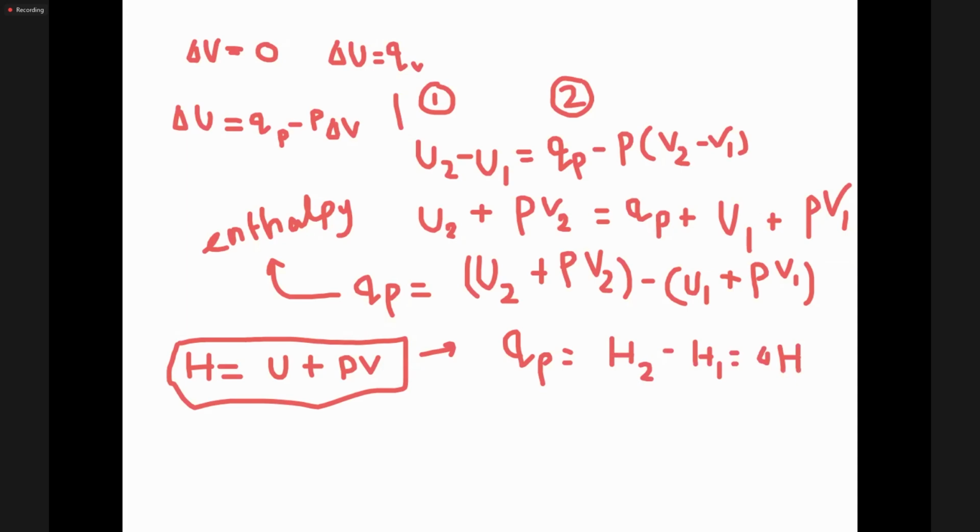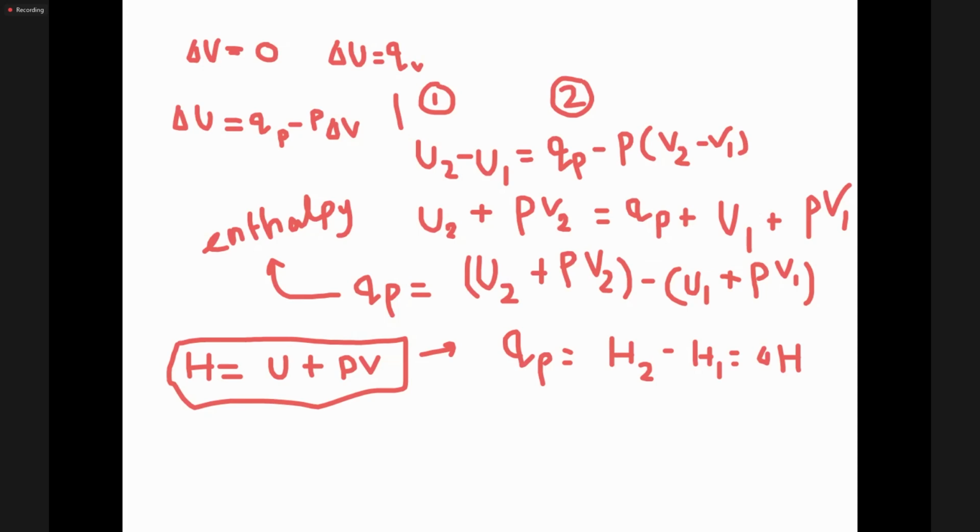Now Q is a path dependent function. As we know, it is not a state function, but H is a state function because it depends on U, P and V. Therefore, delta H is also independent of the path, since QP is also independent of the path.